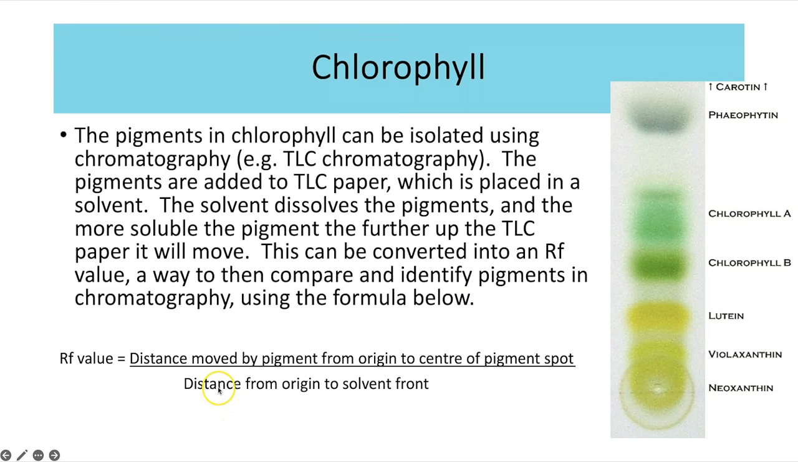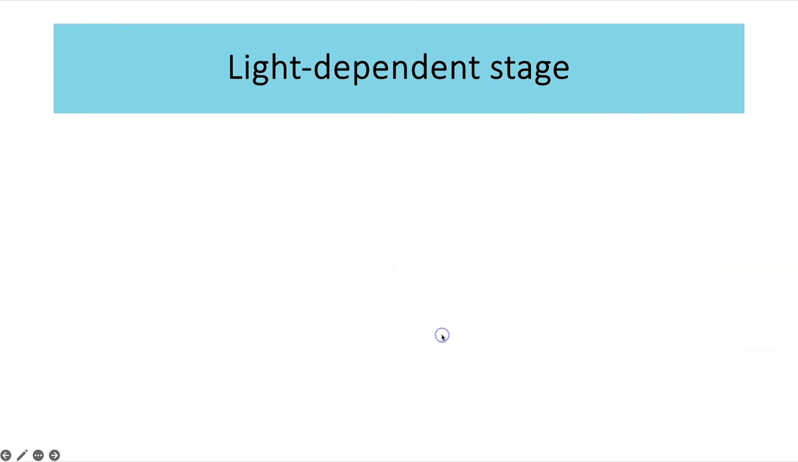And then you divide that by the distance from origin to the solvent front. So measuring from this point to wherever the solvent travelled up to. And that's why when you take your TLC paper out of the solvent, you have to draw a line straight away to show where the solvent travelled to, because the solvent will evaporate and you won't be able to see that afterwards. So we're then going to move on to the actual reactions of photosynthesis.